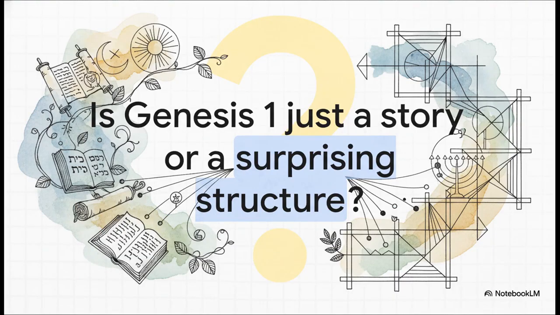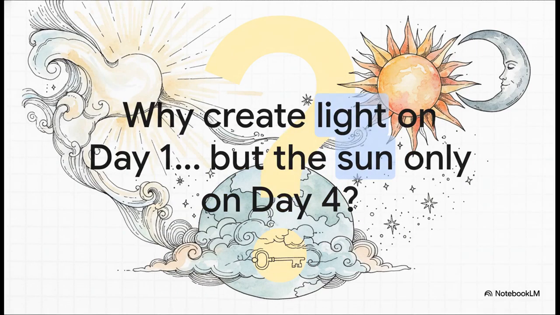So is it really just an ancient day-by-day list of what God made first? Or is something else going on? What if the author actually embedded this really sophisticated literary design right into the text, hiding the real meaning in plain sight? Okay, so this has always been the classic puzzle, right?